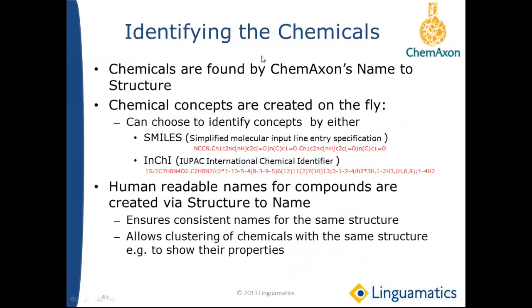So first of all, the naming: we use ChemAxon's name to structure, and we create the chemical concepts on the fly as we process the documents. And you can choose to identify the concepts either according to SMILES or according to InChI. So when you build an index, you can make the choice of having identifiers of SMILES or InChI. And then we also use structure to name to give a standardized name for the structure we found. So in some cases you may have a structure in the document, an IUPAC name in the document, sometimes you may have a dictionary name. We provide the same standardized names, so they'll be clustered together.